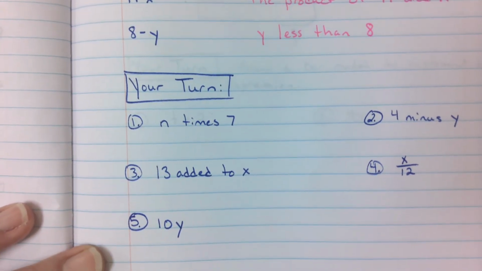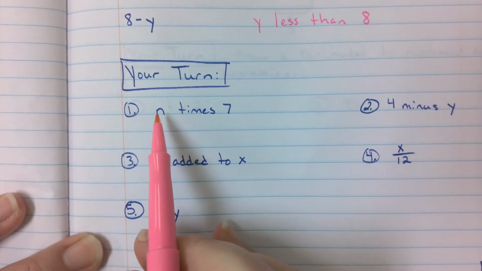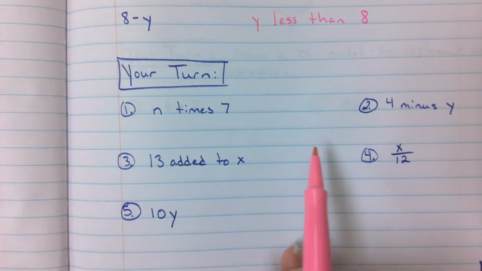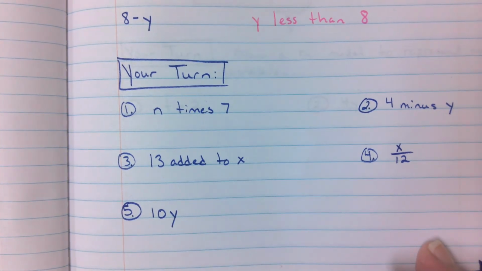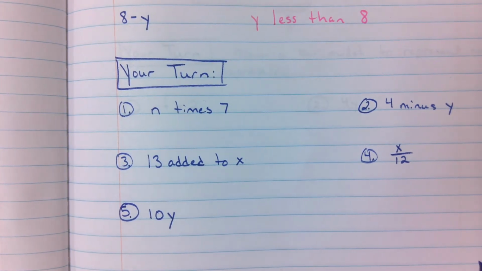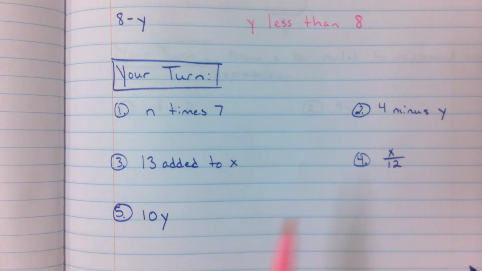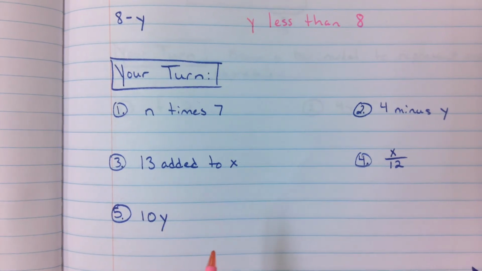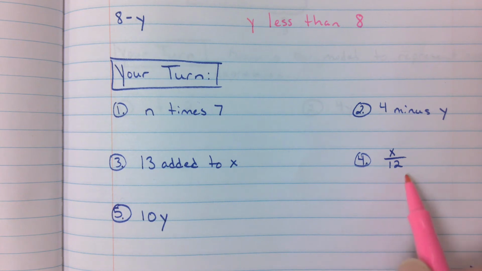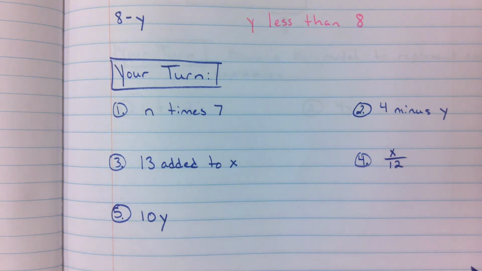I've got some your turns here. The first one, n times 7. I want you to write that into an algebraic expression. Number 2, 4 minus y. Write that into an algebraic expression. 13 added to x. And then for these last two, you're going to write a phrase for these. So this is an algebraic expression I want you to write a phrase for. I'm not going to say this out loud because I'll pretty much give it away. So write that into a phrase. And then number 5 as well, write that into a phrase.